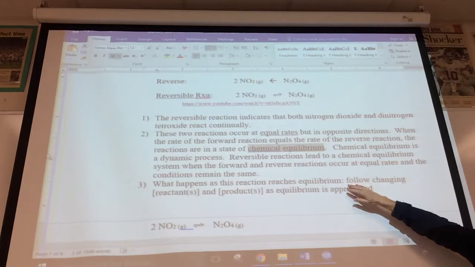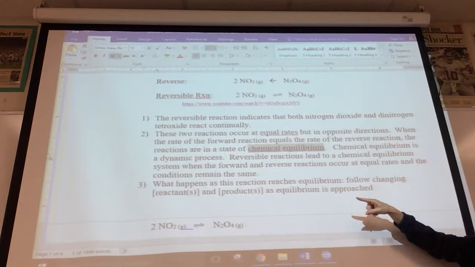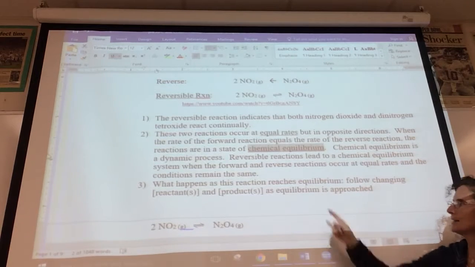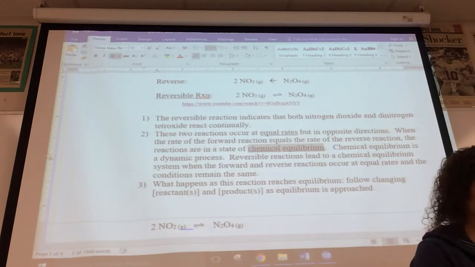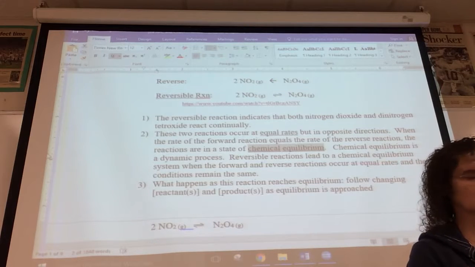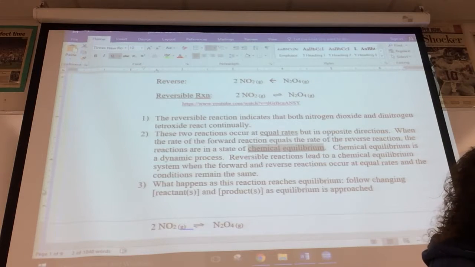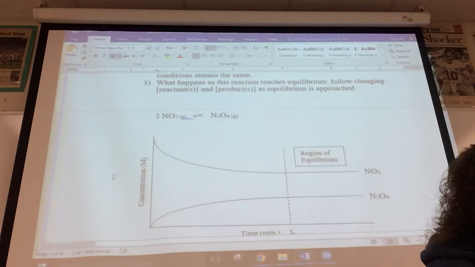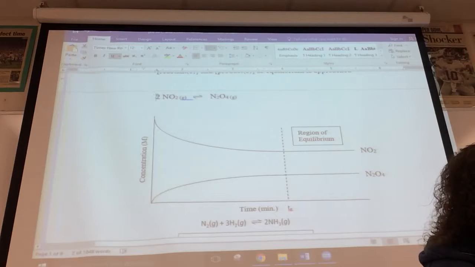What we want to look at is what happens to the concentration of reactants and products as equilibrium is approached. And again, equilibrium is when the rate of the forward reaction is equal to the rate of the reverse reaction. So we can diagram this out as follows. Here's your balanced equation.